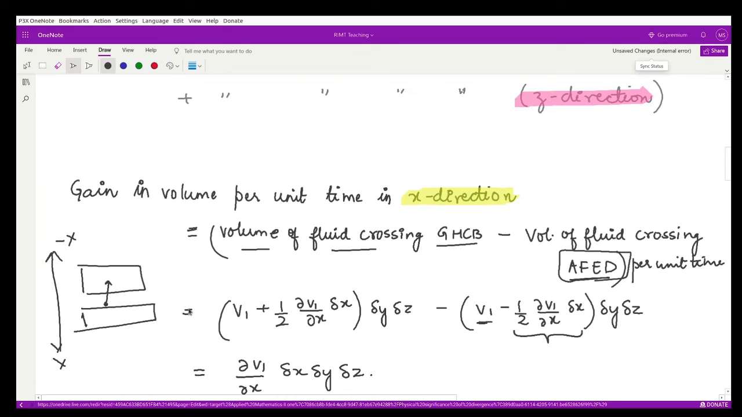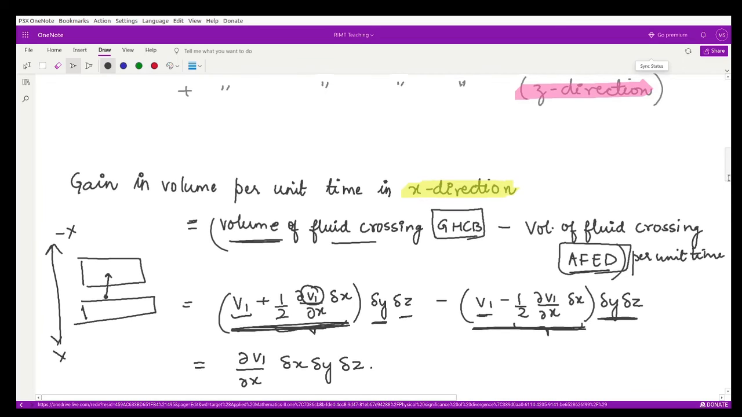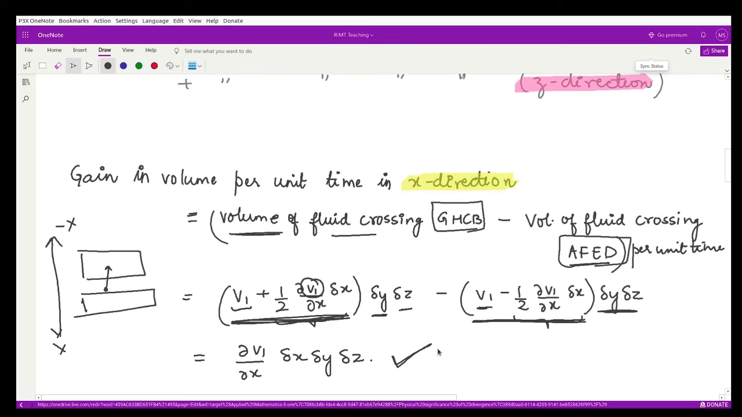For the GHCB plane, our velocity is increasing by this amount because we are taking the gradient of V1 with respect to x in the positive direction. This is the displacement of velocity in x, and we have to compute the volume. For volume we also require the sides y and z, and because there is no change in y and z when we move onto these two planes, that would not change at all. So its value comes out to be this in the x direction.